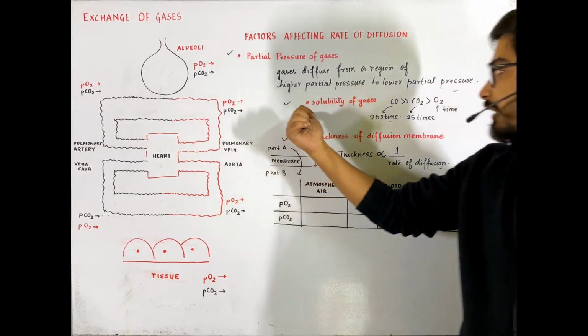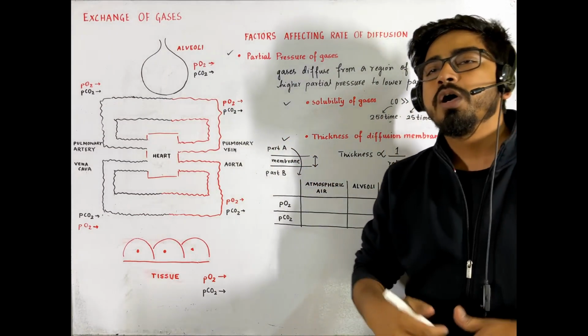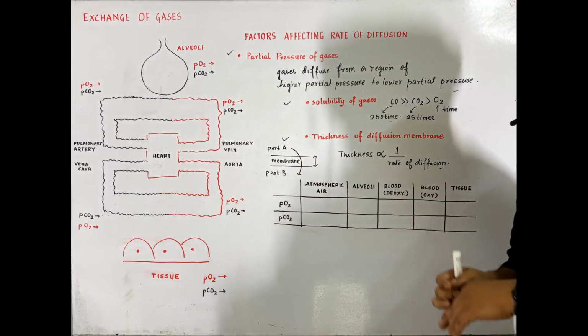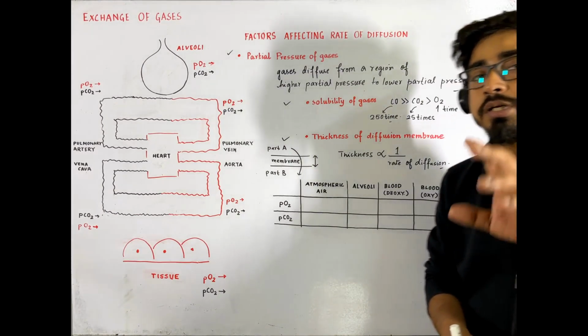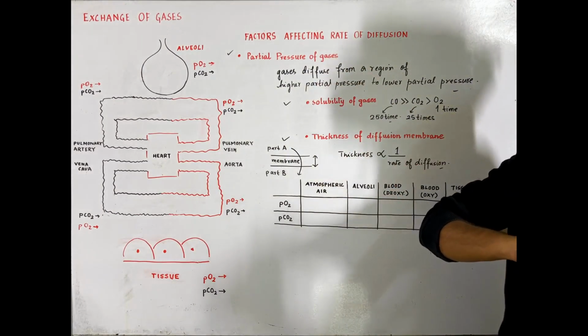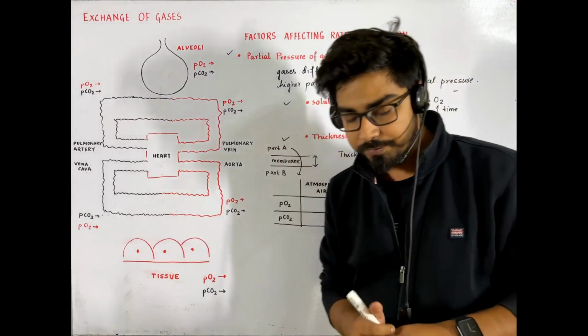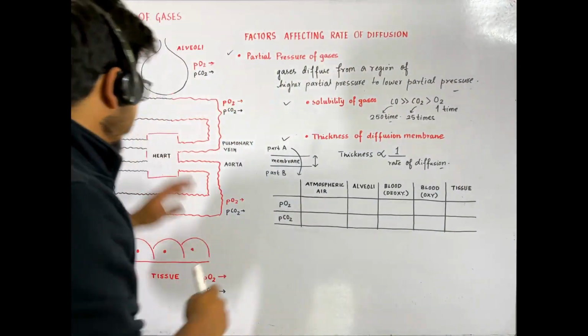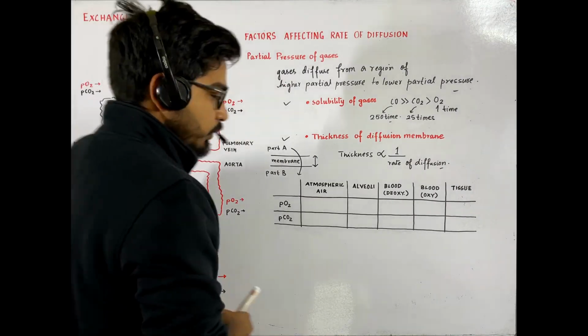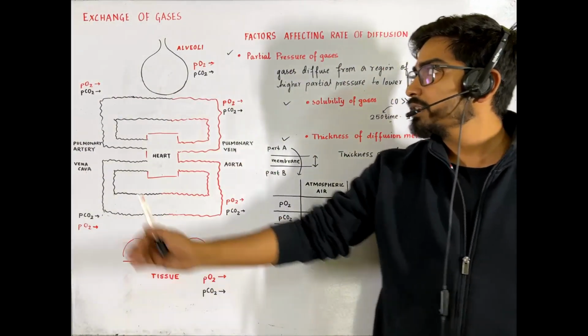If you consider this factor, then carbon monoxide is much more soluble, so our system should have carbon monoxide every time, but that is not the case because partial pressure plays an important role. Now how? See, you can see this diagram. All of you can see this diagram, and in this diagram you can see I have drawn alveoli.